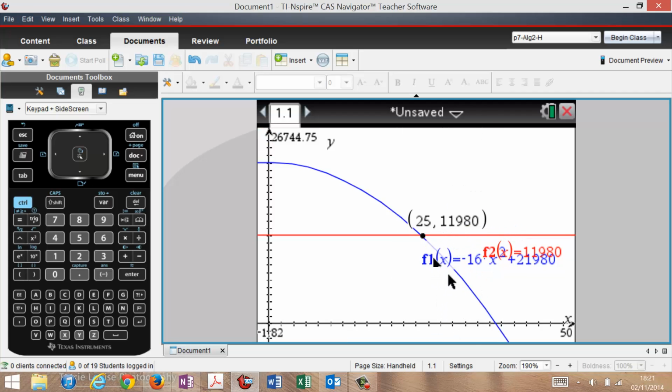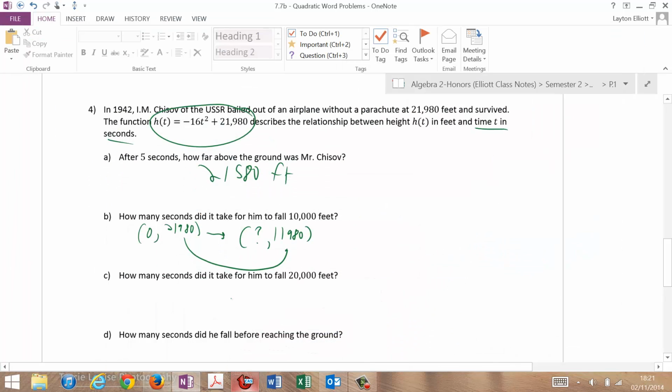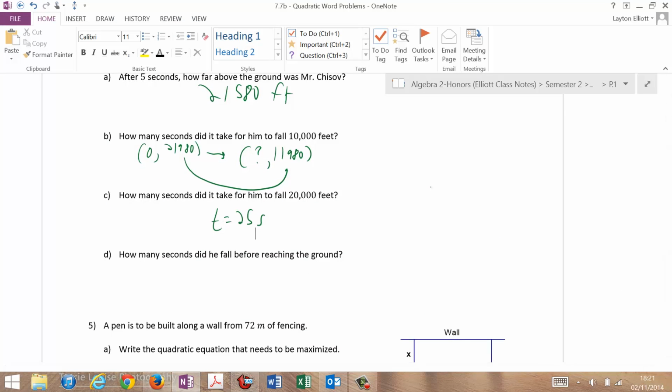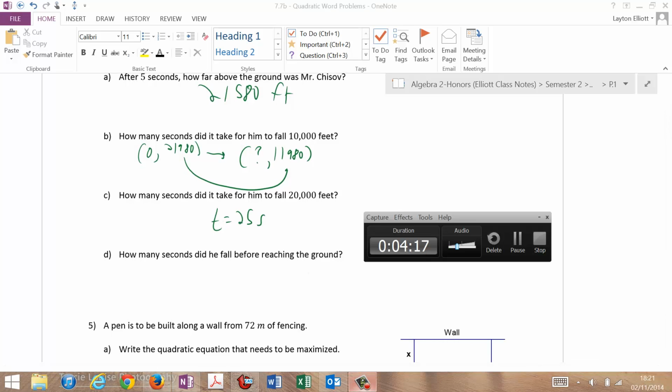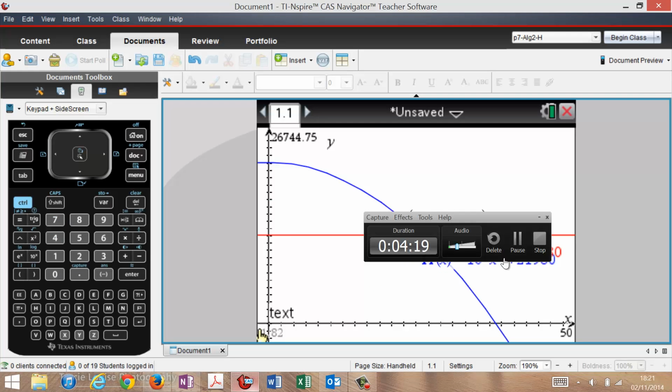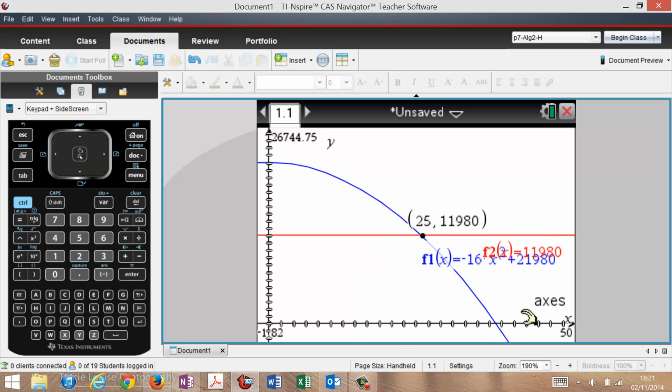Move that point up, 11, let's see, that's 25. So that was at t equals 25 seconds. And how many seconds did he fall before reaching the ground? Well, that should be easy. That's way down here. So there's two ways I can do this.